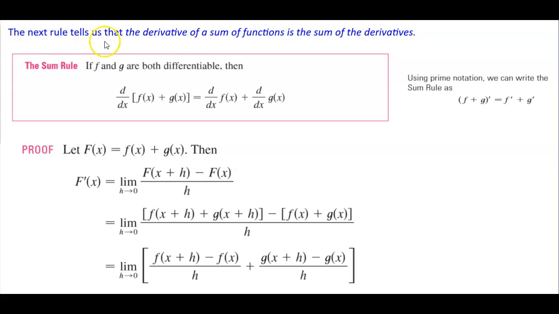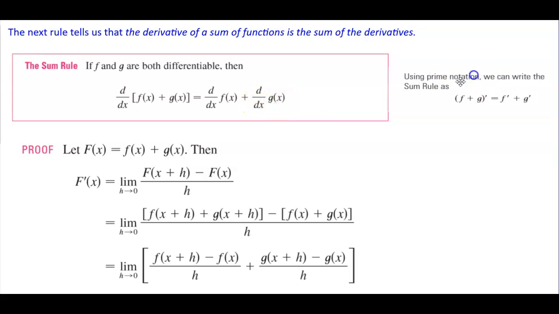Okay, the next rule tells us that the derivative of a sum of functions is the sum of the derivatives. The sum rule states that if f and g are both differentiable, then the derivative with respect to x of f of x plus g of x is equal to the derivative with respect to x of f of x plus the derivative with respect to x of g of x.